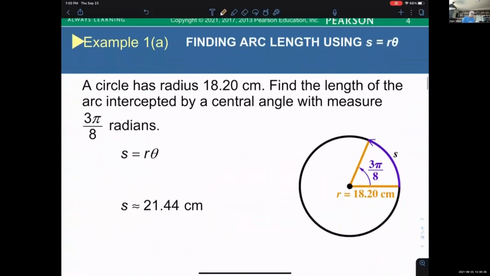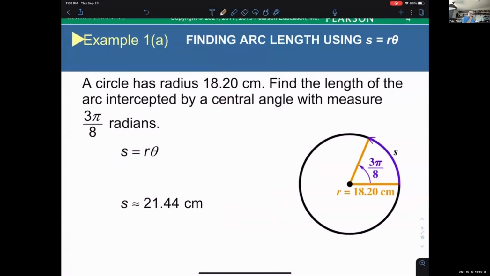And then here we go. We just start doing some examples. A circle has radius 18.20 centimeters. Find the length of the arc intercepted by the central angle with measure 3 pi over 8 radians. So they have a nice picture, so I don't have to draw it because it would look much sloppier. What we want is the purple arc part of the circle, which has the S next to it. What we're shown is that the angle opened there is 3 pi over 8 in radian measurement, and what the radius is. And so the formula says that you just multiply those two together.